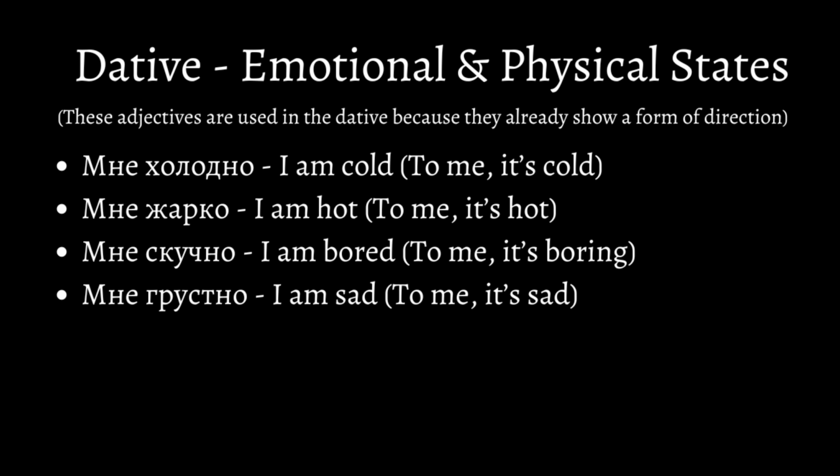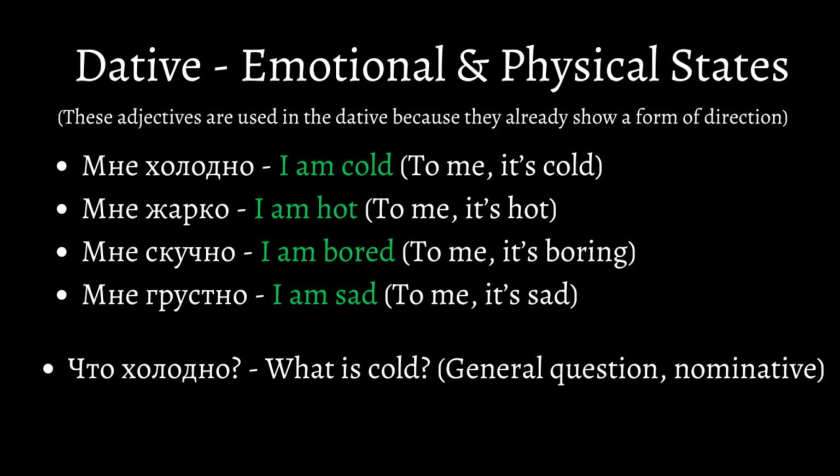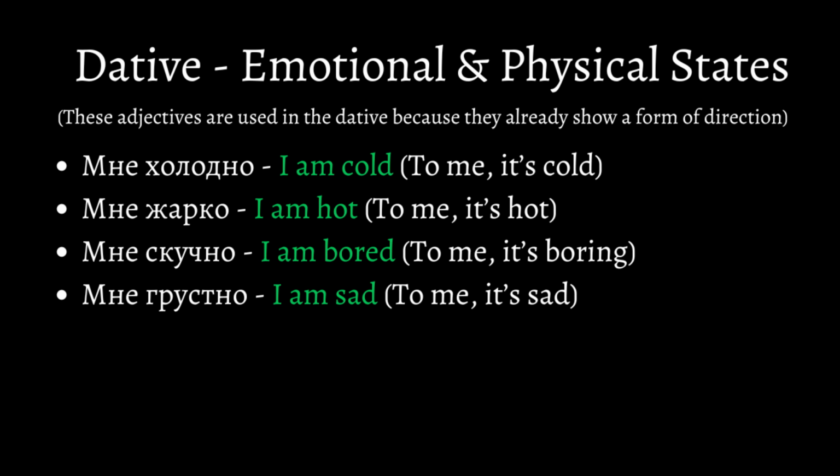Of course, nobody speaks like this, so we need a better translation, like, I am cold. Мне холодно. We can further prove that these states are in the dative by asking, Кому холодно? To whom is it cold? Мне холодно. To me, it's cold. Suppose we ask, Что холодно? What is cold? Then we're asking what's cold in general, like a cold object. Even then, it will be the nominative, but in this lesson, we're focusing on the dative. Anyhow, this is how emotional and physical states work with object pronouns in the dative.